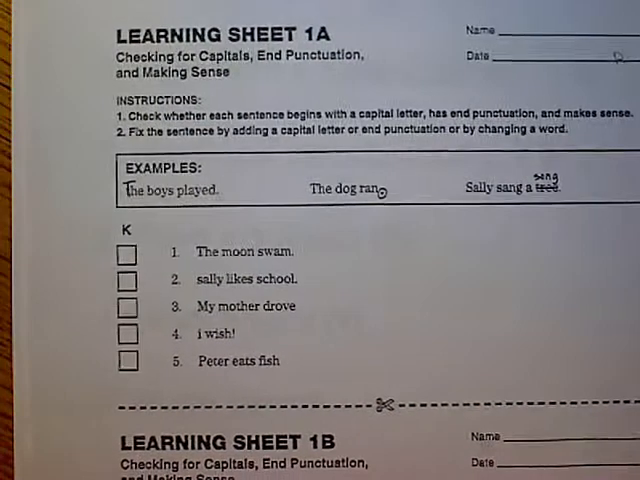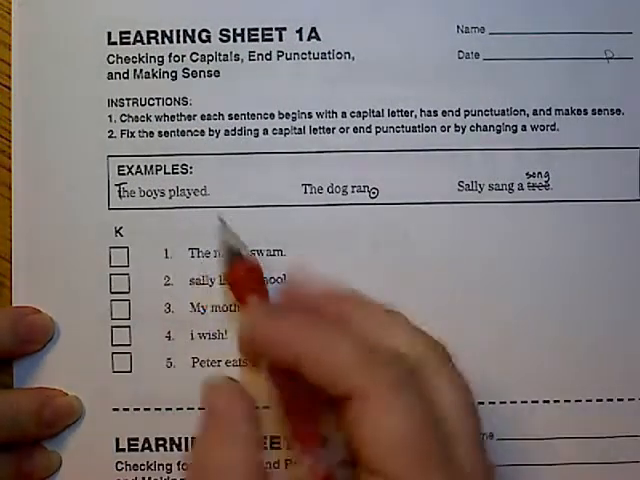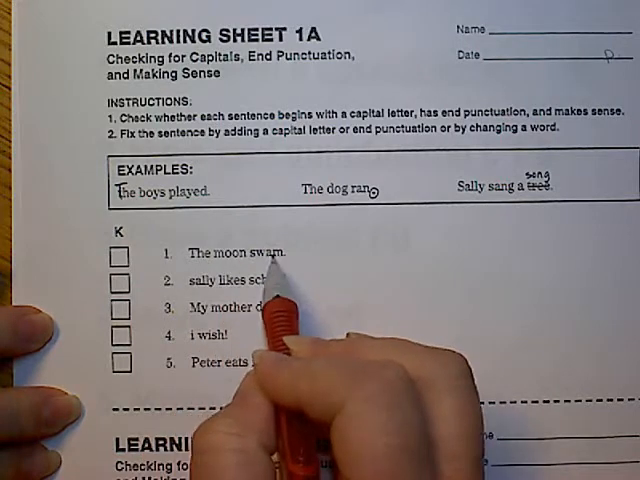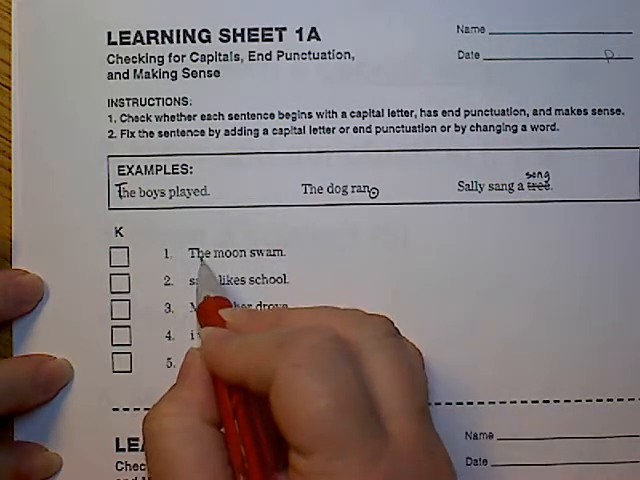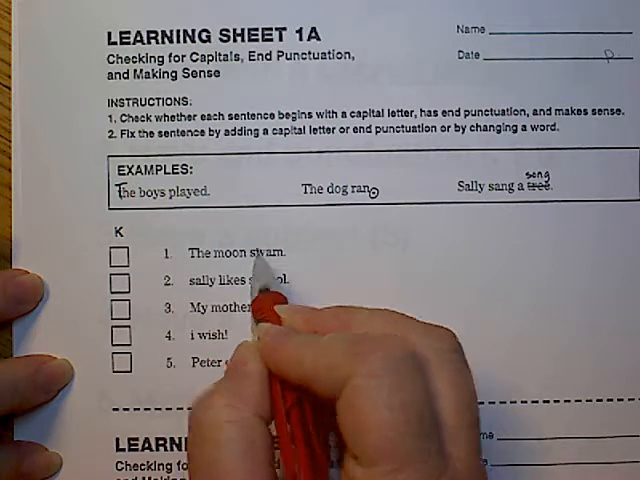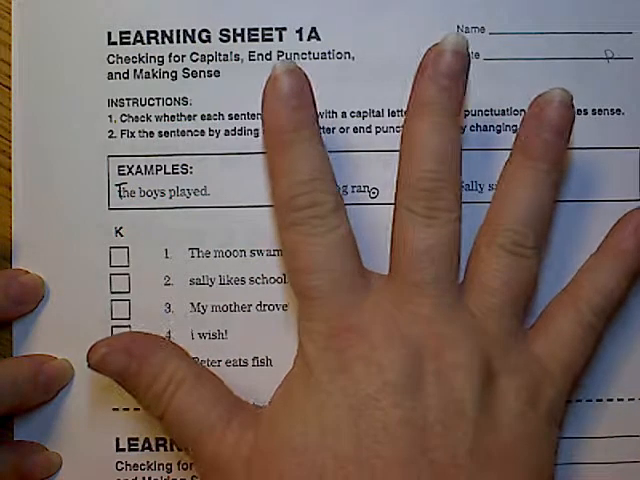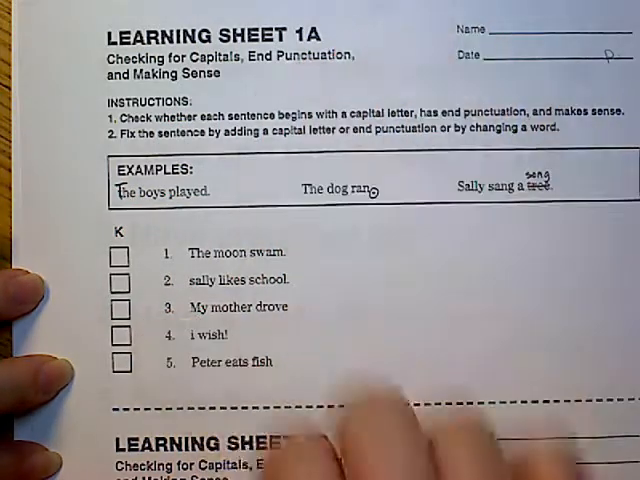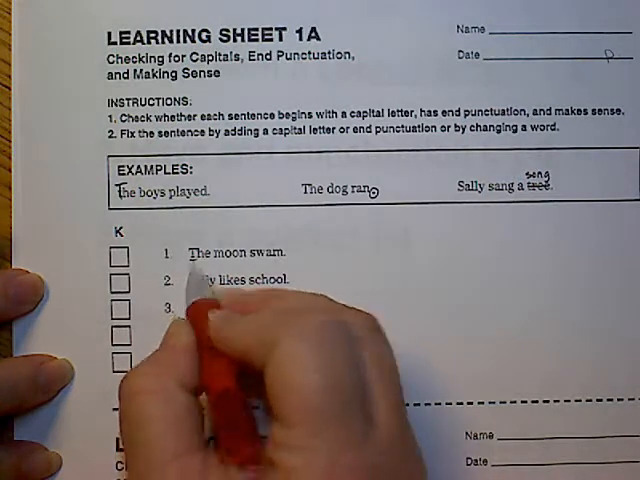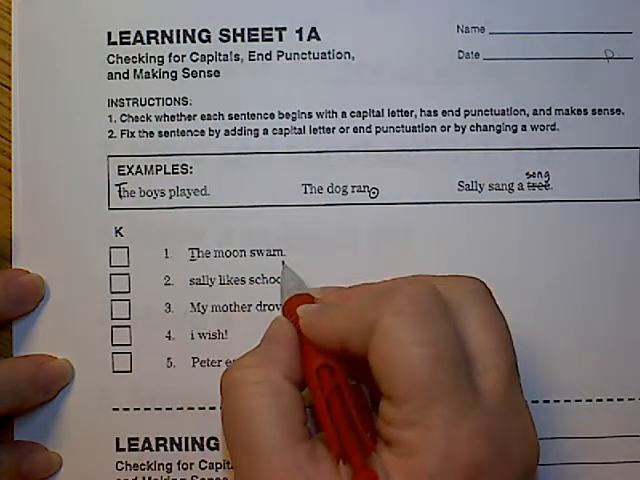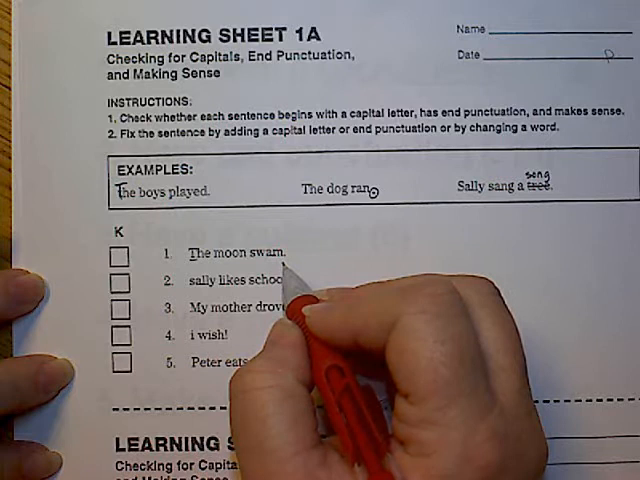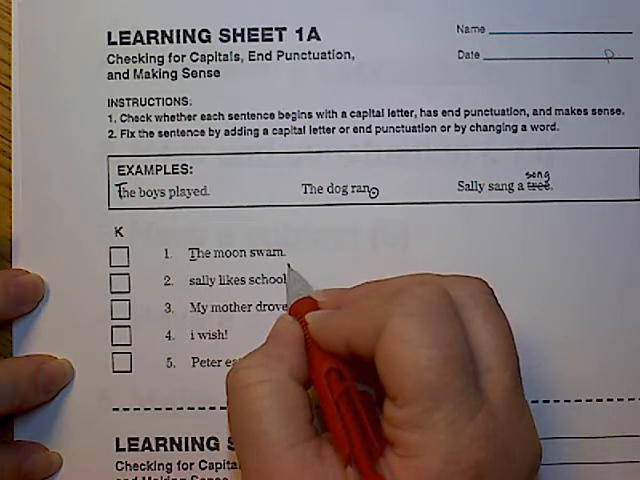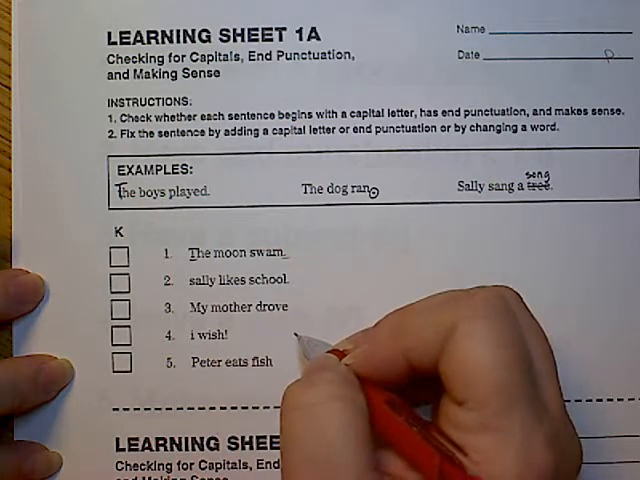Okay, so we are going to take a look at the sentences for your example. So here we have the moon swam. So the moon swam, I'm going to start with my 5 components. Remember, start with a capital letter. Does it have a capital letter? Yes. All right, let's check it. Does it have end punctuation? That's our second component. End punctuation? Yes, it does.